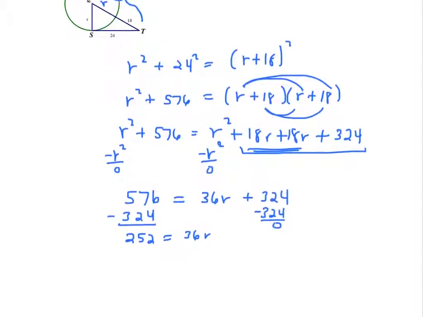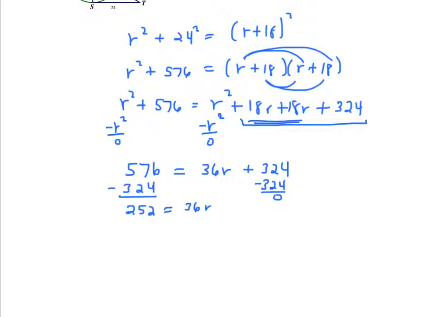Let me scroll down just a little bit more. We need to divide both sides by 36. We end up with r is equal to 7. Final answer. So the radius of our circle would be 7 units.